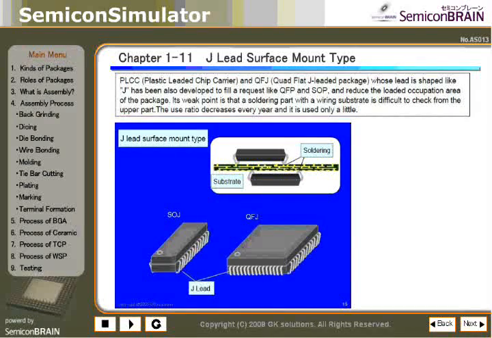Chapter 1-11 J leads surface mount type. PLCC, plastic leaded chip carrier, and QFJ, quad flat J leaded package, whose lead is shaped like J, have also been developed to fill a request like QFP and SOP, and to reduce the mounting occupation area of the package. Its weak point is that a soldering part with a wiring substrate is difficult to check from the upper part. The use ratio decreases every year and it is used only a little.